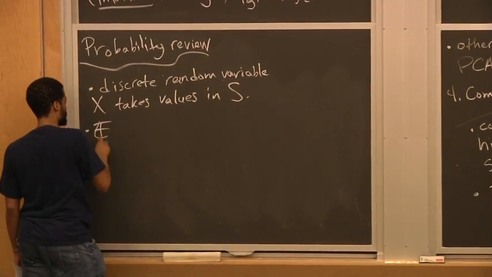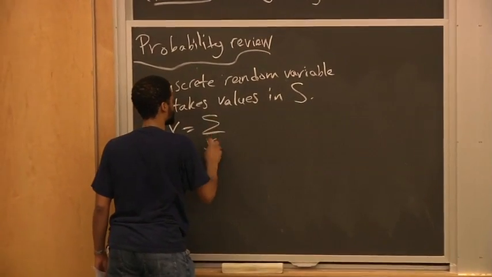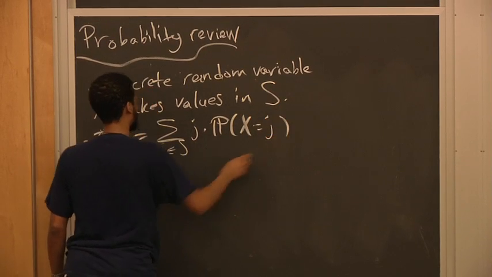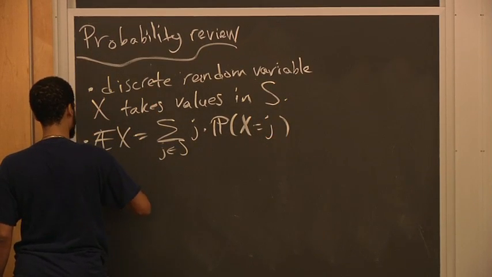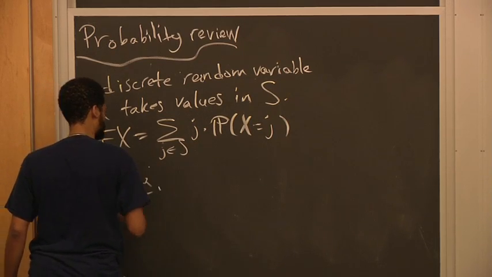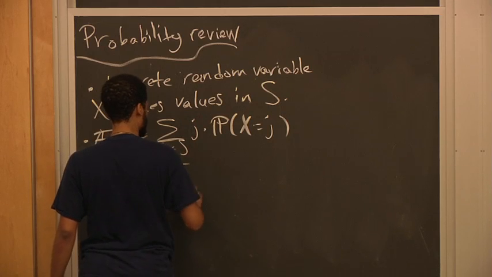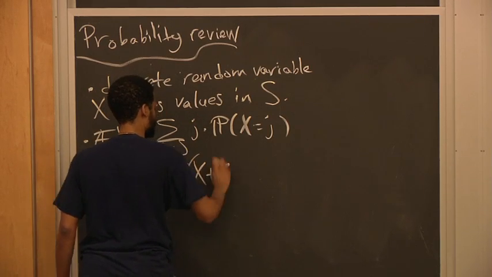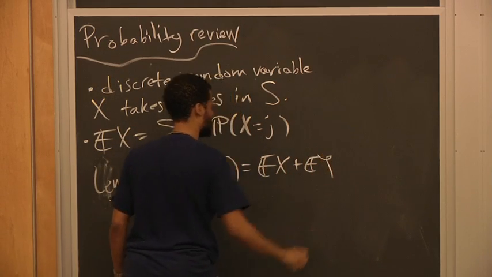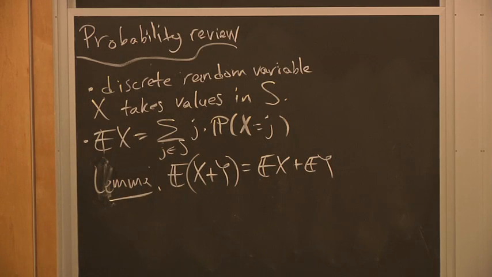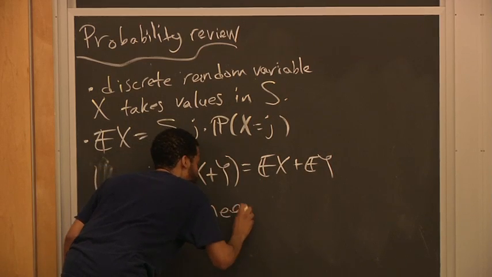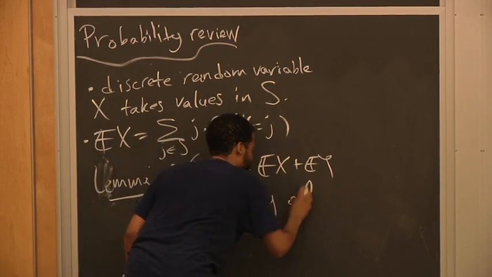And expectation of X is the sum over j in S of j times the probability that X is equal to j, and there's the usual linearity of expectation. This is called linearity of expectation. I'm not going to prove it. You can go read about it if you forgot.